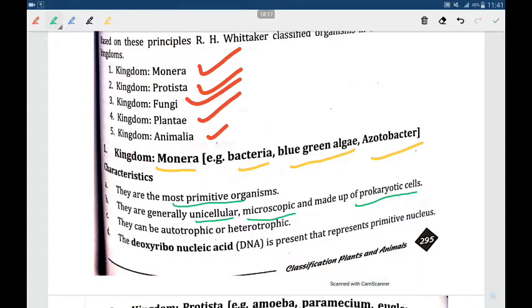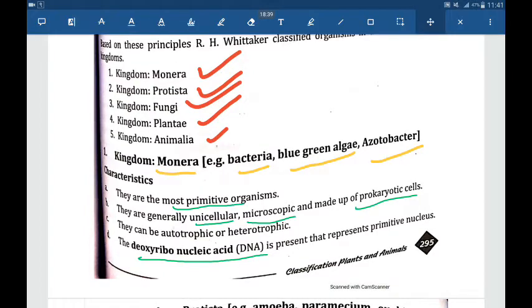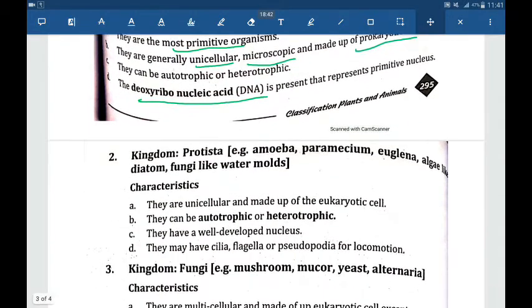Nucleus is not complete, and they contain DNA. What is the full form of DNA? Deoxyribonucleic acid. So, only a thread-like structure is present in their body. Actually, there should be a nucleus, but only a thread-like body is present.